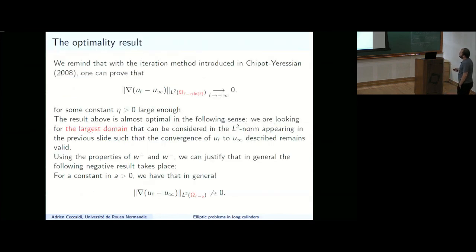And so what is important is this result. Just a reminder, we said that we usually have a convergence on omega L over 2. We can push that to omega L minus eta log of L. And we have this nearly optimality result. Optimality taken in the sense that we want the largest domain of convergence possible. Okay? And so we say that we can't have a convergence on a cylinder of the type omega L minus just a constant. It's not possible at all.